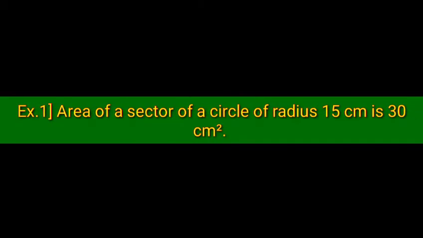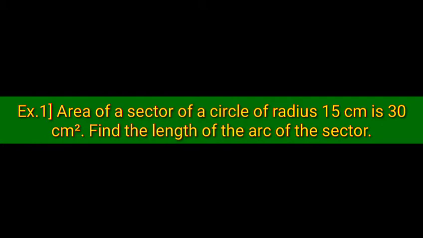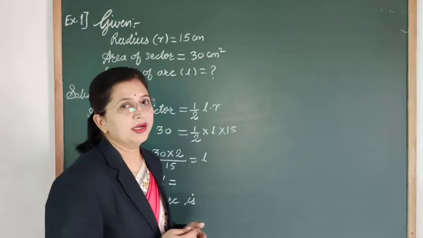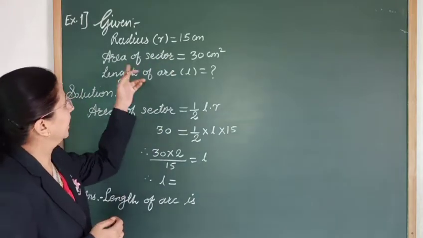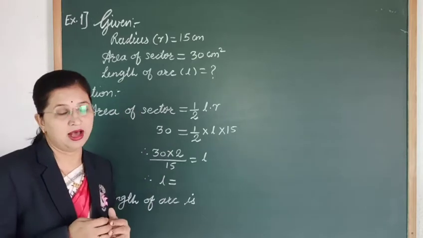The first question is: the area of a sector of a circle of radius 15 cm is 30 cm square. Find the length of the arc of the sector. Dear students, in this question we are given the radius 15 cm and the area of the sector, and asked to find the length of the arc.